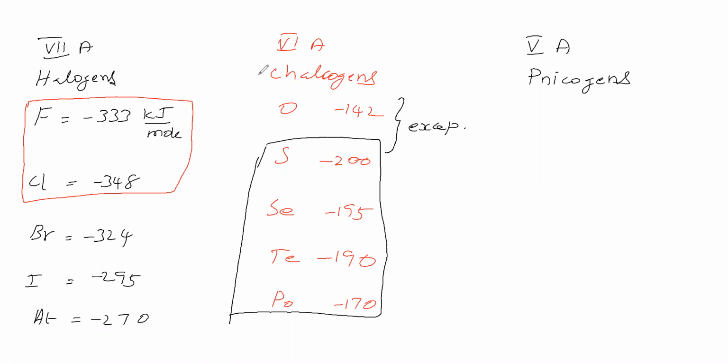Then the 6A group chalcogens. In chalcogens, electron gain enthalpy decreases down the group, with that periodic trend followed from sulfur to polonium. The exception is oxygen to sulfur. This exceptional case of oxygen to sulfur is explained the same as fluorine and chlorine. So how does electron gain enthalpy vary in a group, and what is the exception?